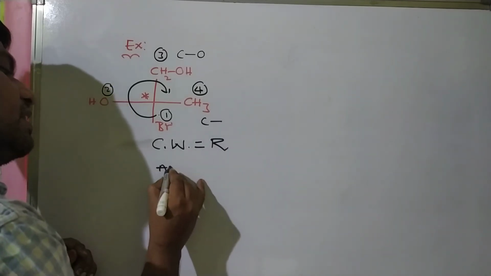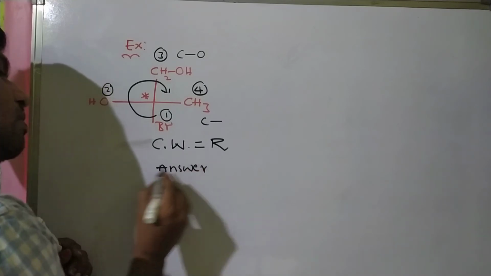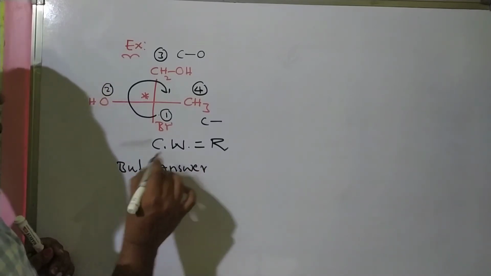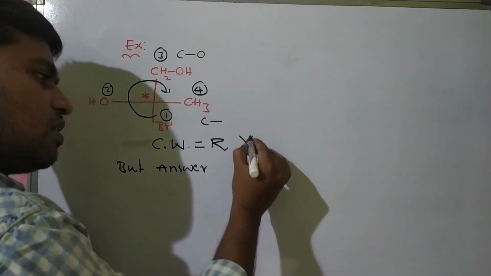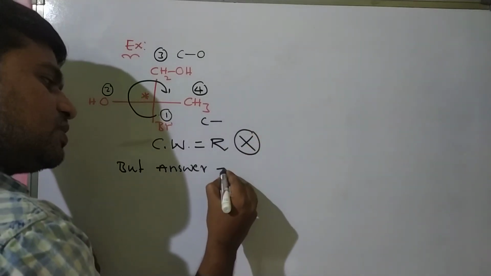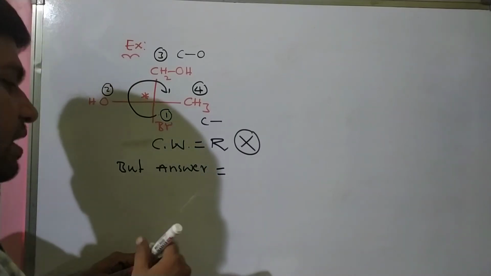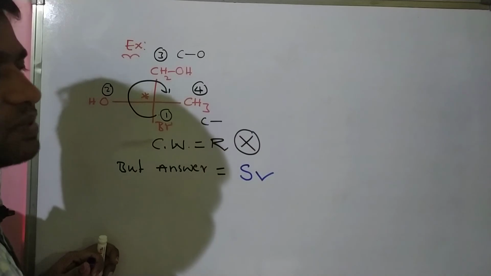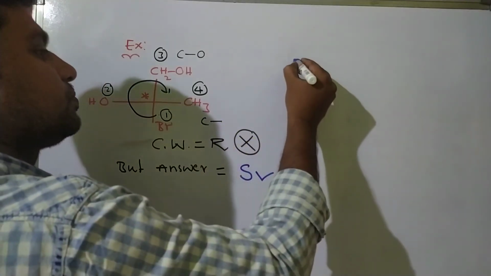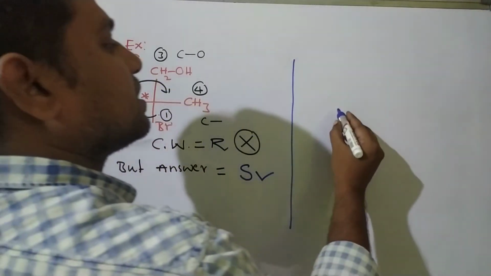But the answer is switching this. Means this is a switch. Okay, understanding? What is the answer? S. The answer is S. That is the switching process. Next example.